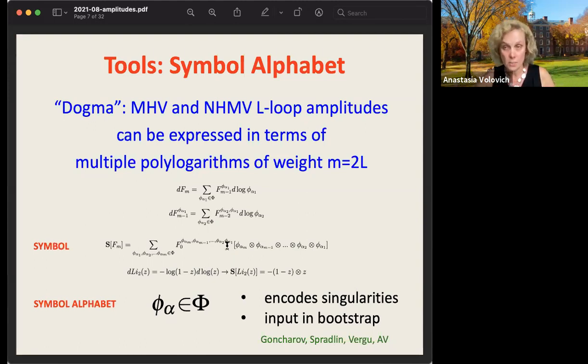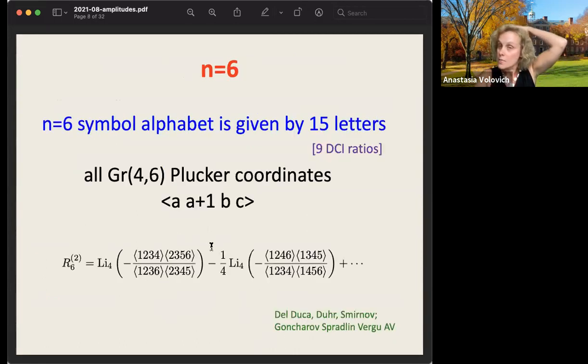So what do we know about the symbol alphabet for n-point N=4 Yang-Mills theory? Let's start increasing n. For 6 points, this amplitude has been known for over 12 years, starting with the work of Del Duca, Duhr, Smirnov. We know that the symbol alphabet is given by these 15 letters, which are nothing but the Gr(4,6) Plücker coordinates, a plus 1 b c. And the amplitude, as I said, is a polylog function. Roughly speaking, it will be Li4, and then you have all these functions.